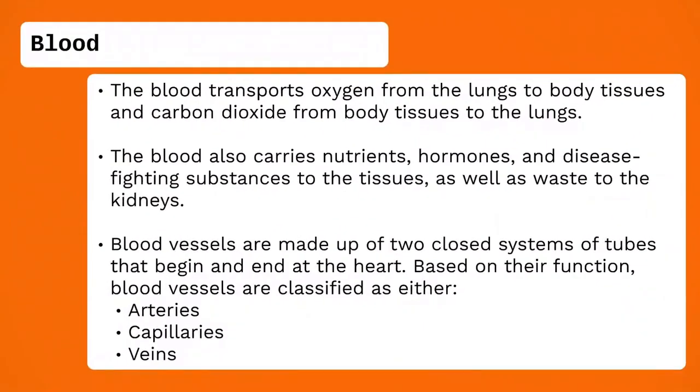Our blood transports oxygen from the lungs to body tissues and carbon dioxide from body tissues to the lungs. The blood also carries nutrients, hormones, and disease-fighting substances to the tissues, as well as waste to the kidneys. Blood vessels are made up of 2 closed systems of tubes that begin and end at the heart. Based on their function, blood vessels are classified as either arteries, capillaries, or veins, and we're going to go more in depth for all 3 of those.